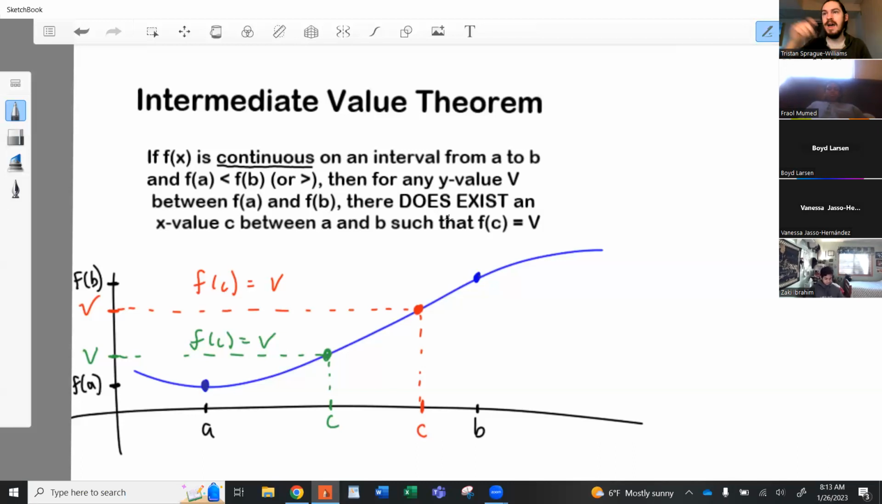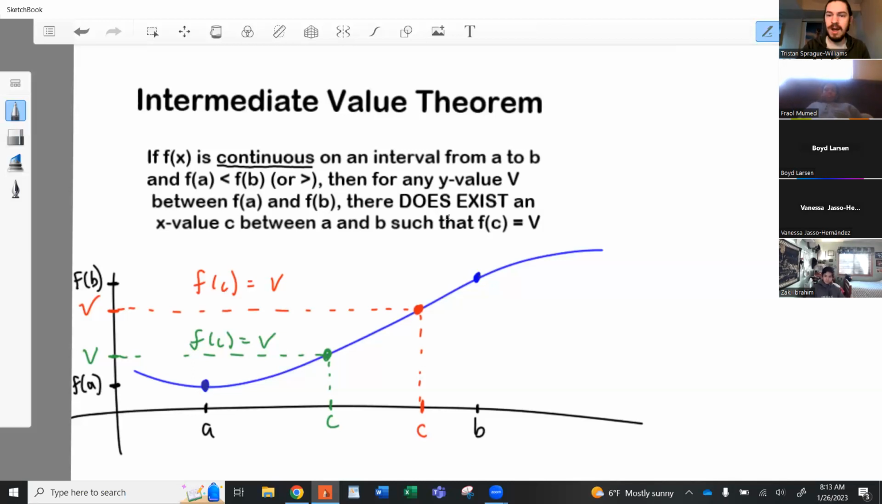Your path is always continuous because you can't teleport and you can't suddenly blink out of existence, right? This isn't Dungeons and Dragons, right? In the real world, things move continuously. So that's basically all this says. Okay, it's a very intuitive theorem.